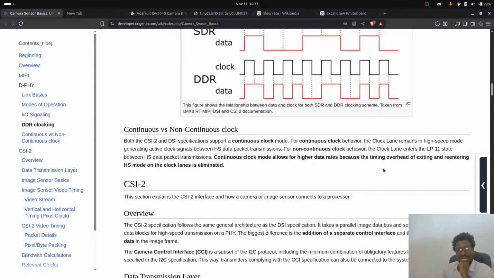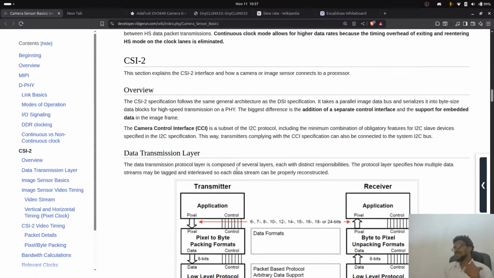Cool. Okay, so now let's look at CSI2. CSI2 is basically this little connector and that FPC cable. I'll show you. So this is a CSI2 connector here, and this is an FPC cable that connects to a camera, an IMX2 line. So CSI is basically what is used there, and it's a camera serial interface.